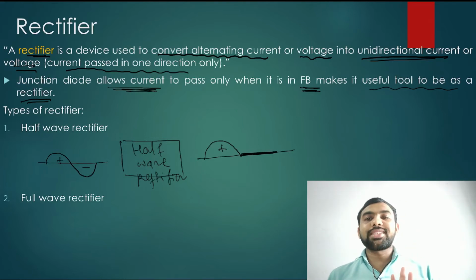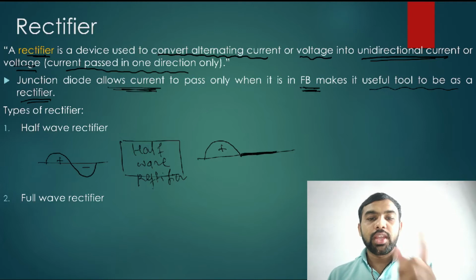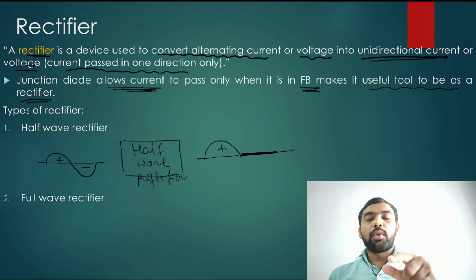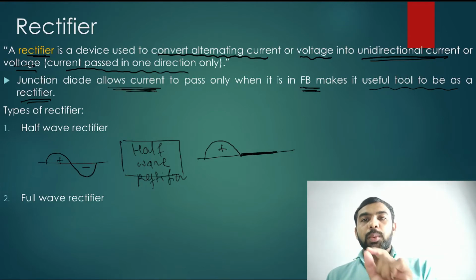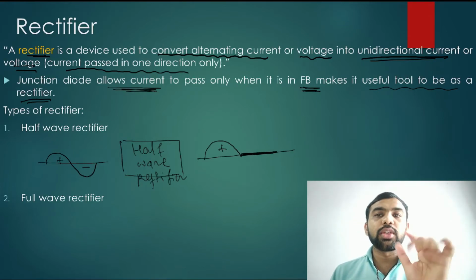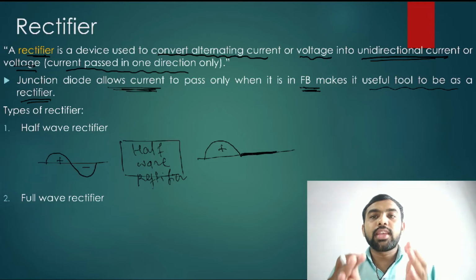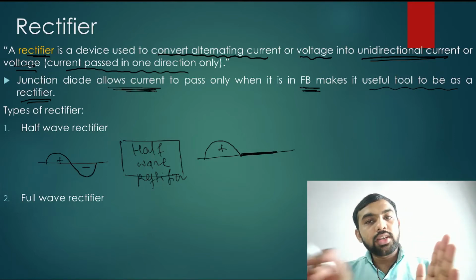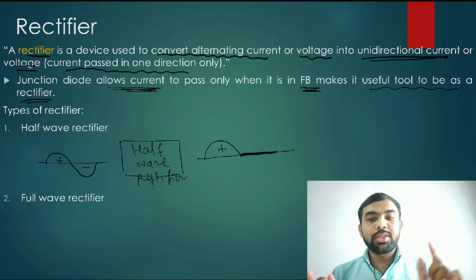So current passes in only one direction, only positive; negative does not flow through it. Consider one cycle in a half wave rectifier: the positive current is passed through it, and the negative current becomes 0. That is called a half wave rectifier. In a half wave rectifier, the current is only allowed in one direction, meaning only positive, negative does not flow through it.